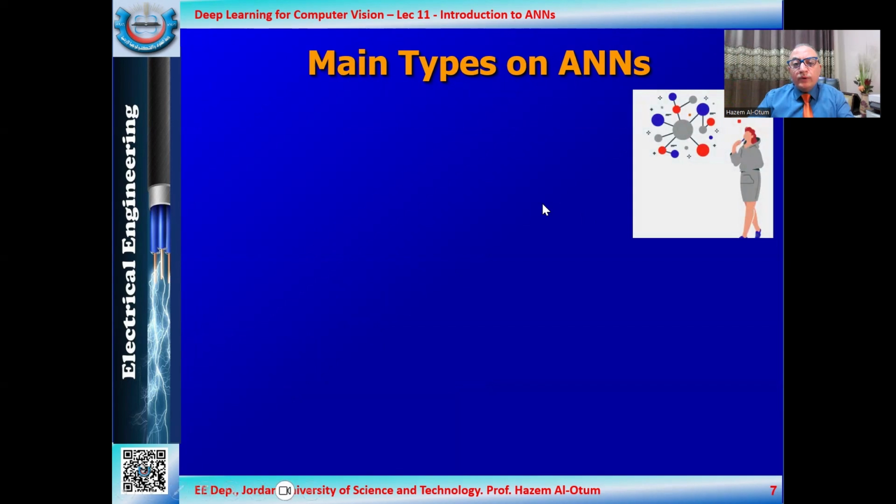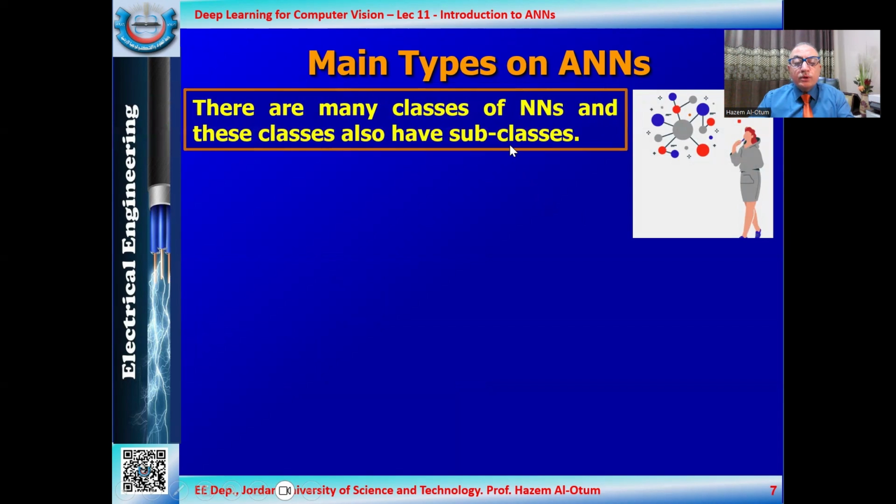So do we have only one type? No, we have a lot of types of ANNs. So what are the main types or the major categories of neural networks or neurons in general? There are many classes of NNs. These classes also have subclasses, because we can go further and find subcategories of each type of the ANN.